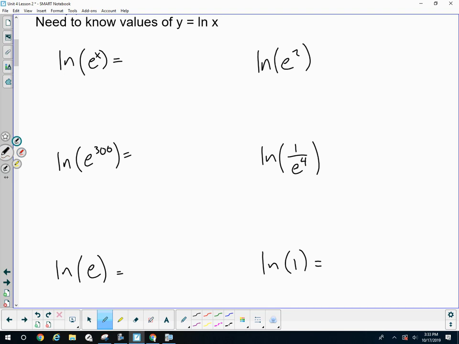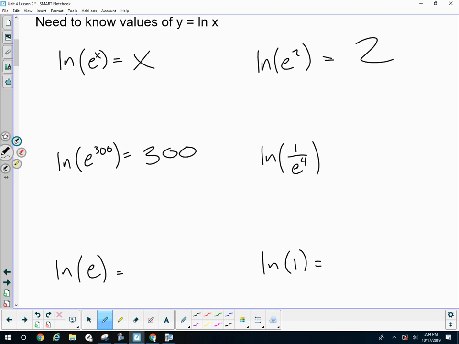We need to be comfortable knowing log of e to powers. Since log undoes what e does to a power, the log of e to the x is x, which means if I ask you what's the log of e squared, you'll say it's just 2. Okay, that's easy. I don't need a calculator for that. The log of e to the 300. That's just 300.